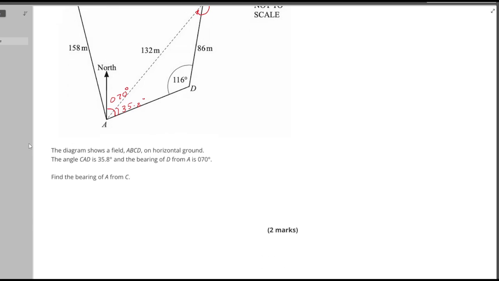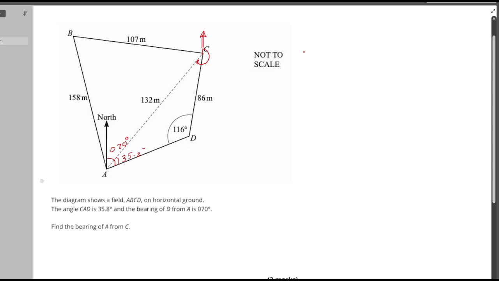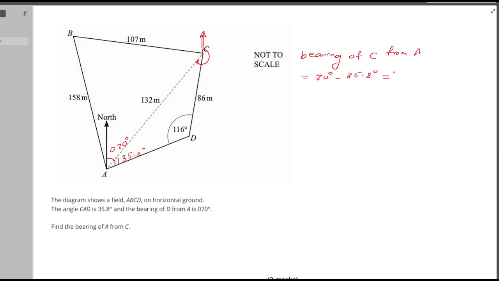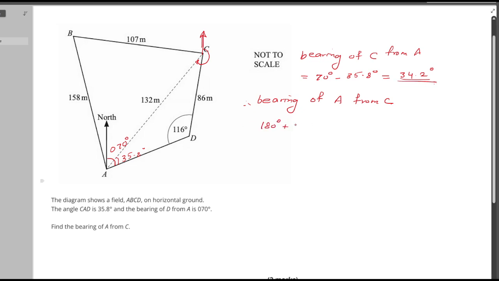So here you can see that bearing of C from A is 70 degree minus 35.8 degree. So 70 degree minus 35.8 degree, 34.2 degree. This is bearing of C from A. So therefore bearing of A from C, as this angle is less than 180, I will add 180 degree to this 34.2 degree. So plus 180 will give me 214.2 degree. This is your required bearing.